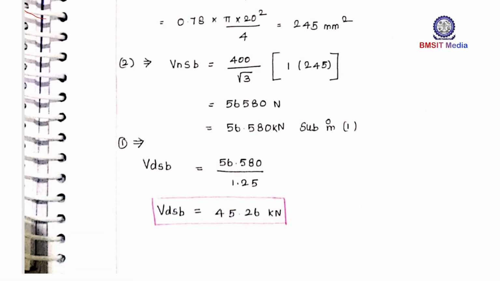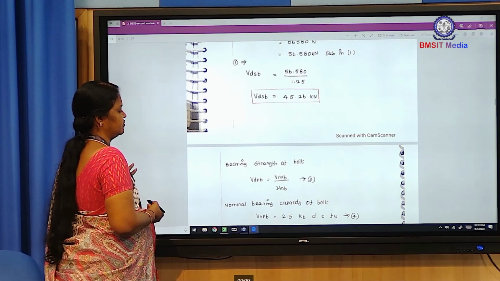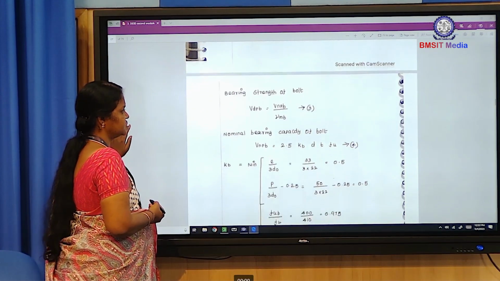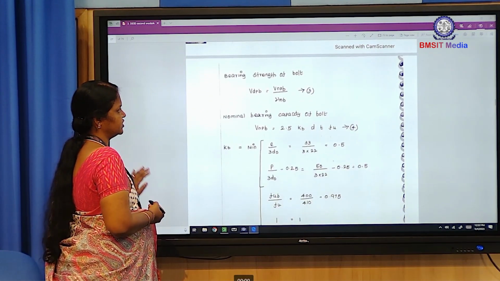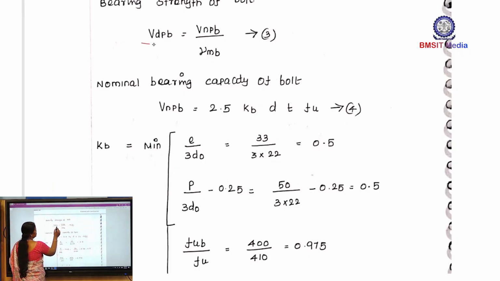Now we have to calculate the bearing strength of bolt, because it is subjected to shear as well as bearing. This is the formula. Design bearing strength VDPB equal to nominal bearing strength of the bolt divided by gamma MB, where gamma MB equal to partial factor of safety of the bolt.